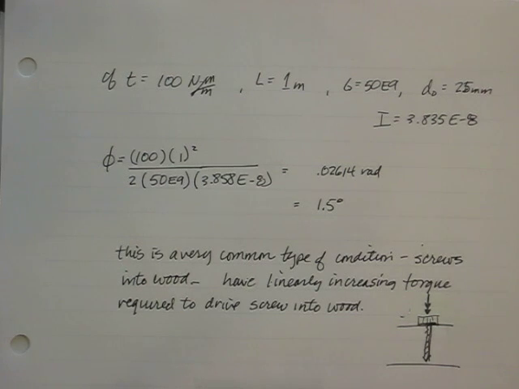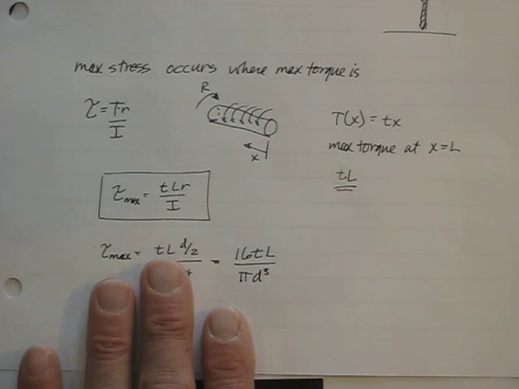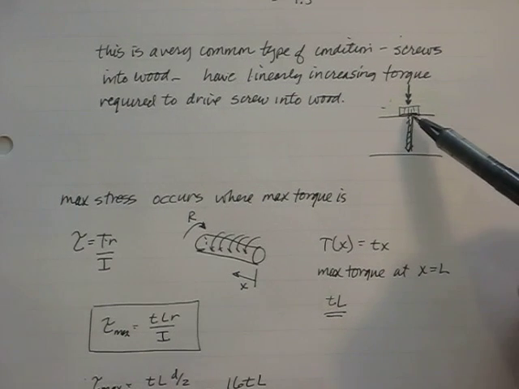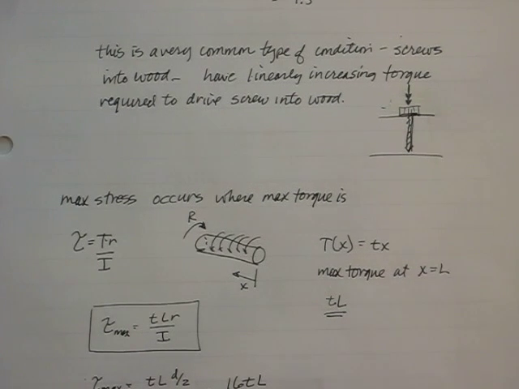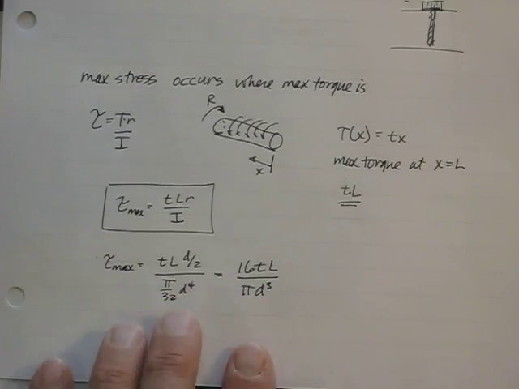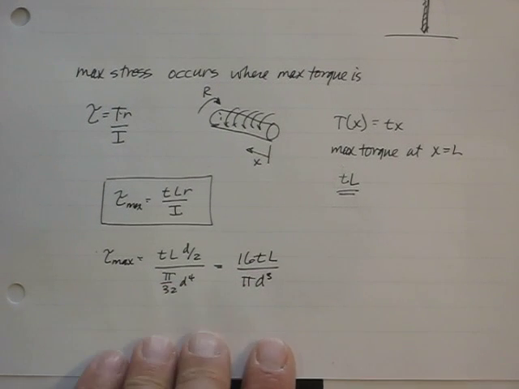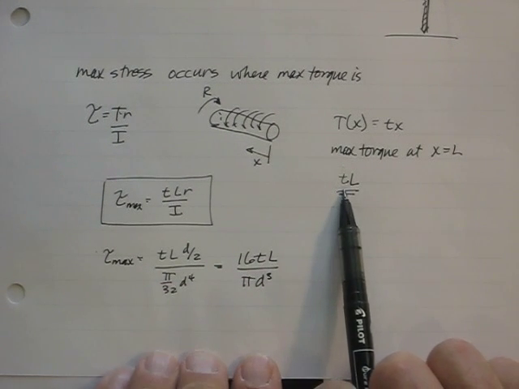The next question was, where does the maximum stress occur? Well, the maximum stress is going to occur where the maximum torque is. And we already talked about the maximum torque is going to occur at the very top. So that's where the maximum torque is. And we said that the torque, or the reaction of a bar on a fixed support, the reaction is going to be equal to TL. That's what the maximum torque is.